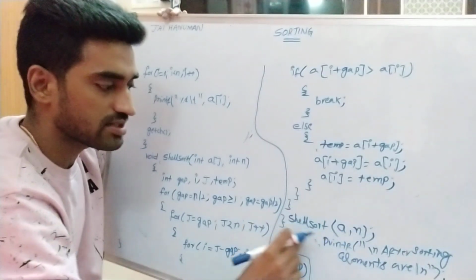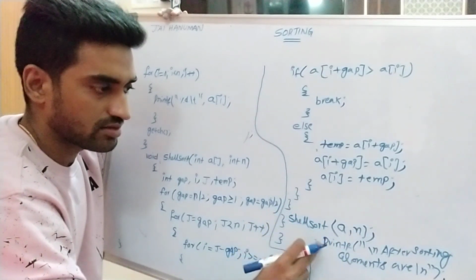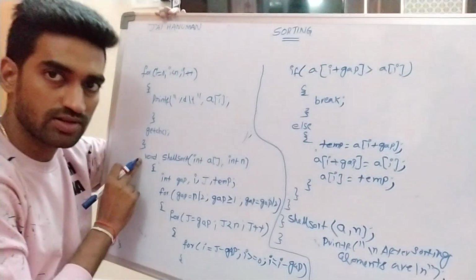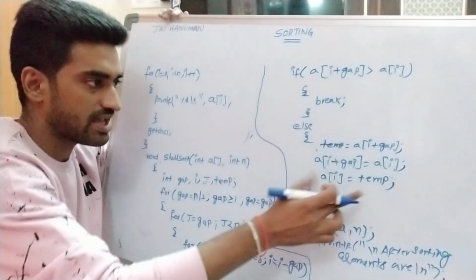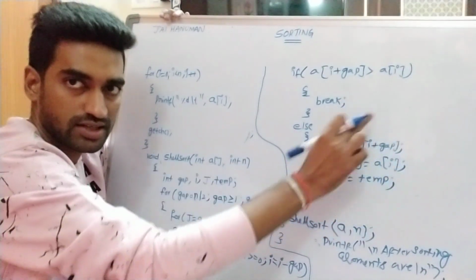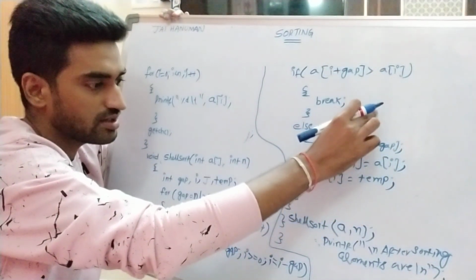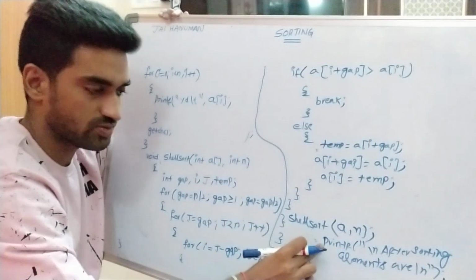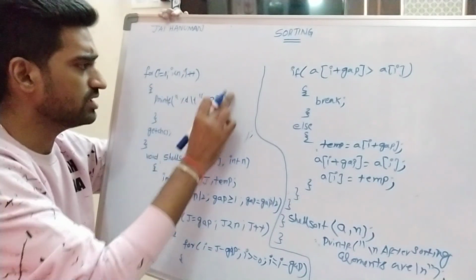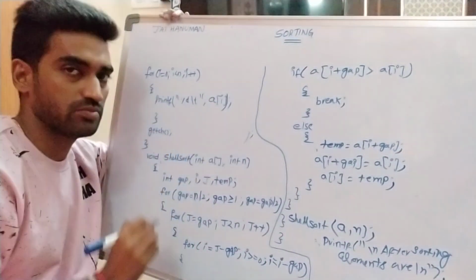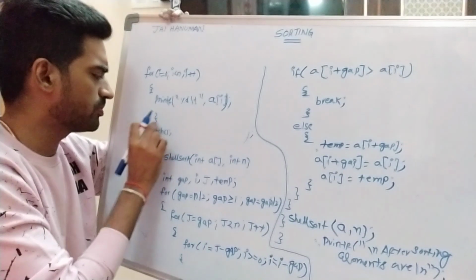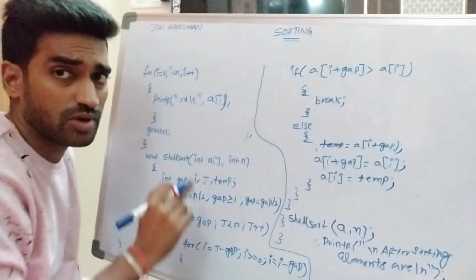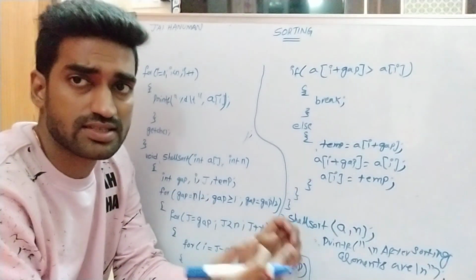Once we call the shell sort function, the control will be passed to this function definition. Here the entire process has been completed and we get the sorted array. That sorted array is stored in array a. Finally the control will be passed back, we print all the sorted array elements, and then the control will be passed to getch. So this is about the shell sort program using C language.